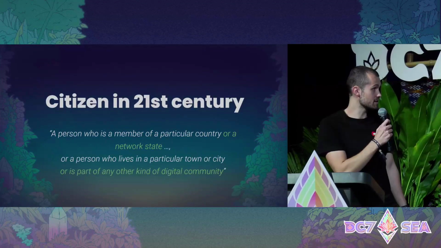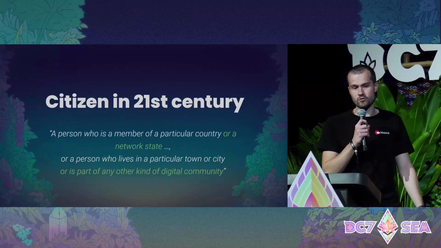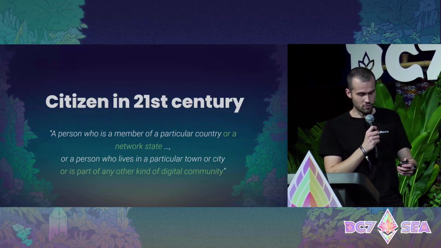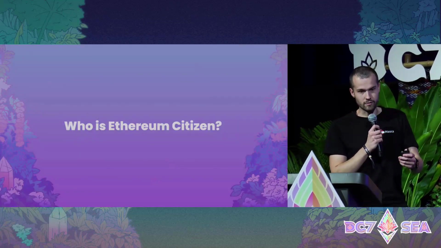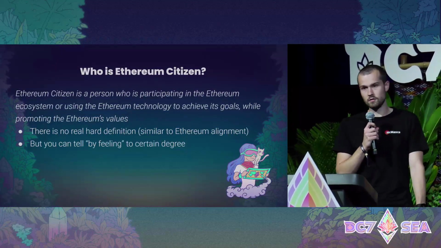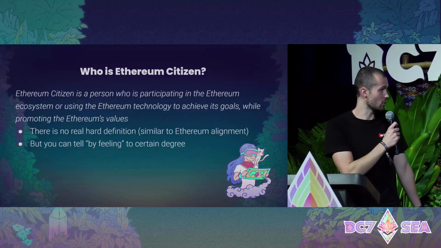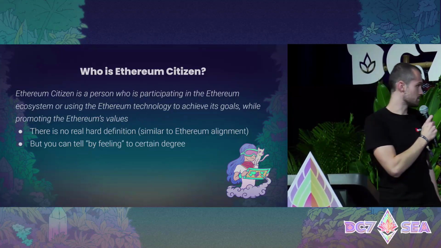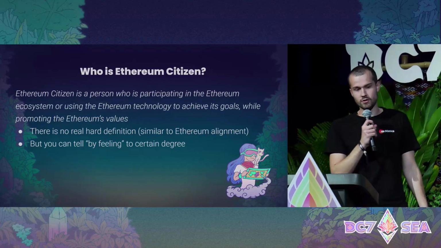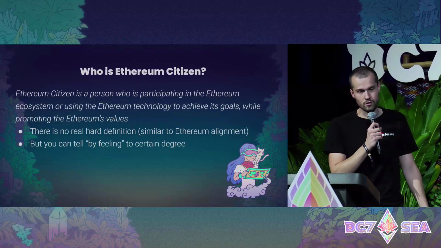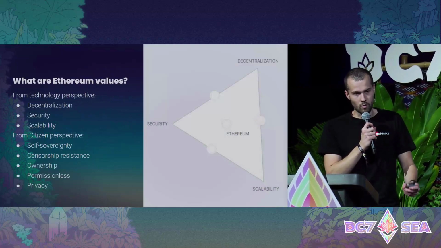If we extend this definition to the 21st century, we can just add the network state or any part of the digital community. But who is an Ethereum citizen? An Ethereum citizen is a person who is participating in the Ethereum ecosystem or using Ethereum technology to achieve their goals while promoting Ethereum's values. I just want to say there is really no hard definition, similar to Ethereum enlightenment, but you can pretty much tell by feeling what I mean by that.